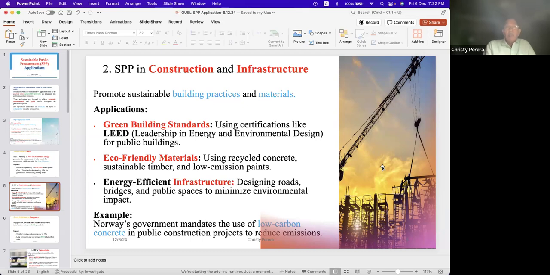When you construct a bridge, if you are using sustainable procurement activities, you can minimize environmental impact. See one example in Norway. Norway's government mandates the use of low carbon concrete. They have named it as low carbon concrete, right?